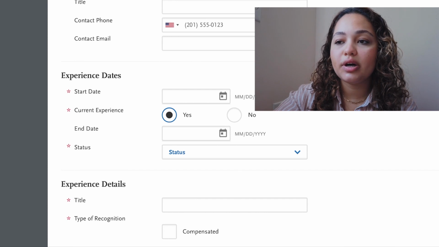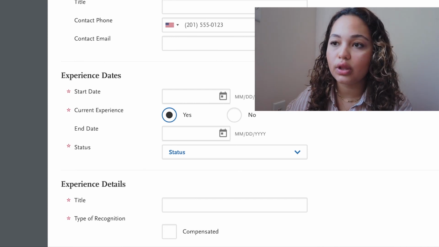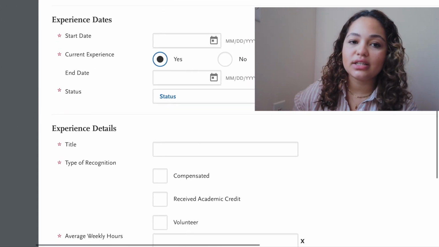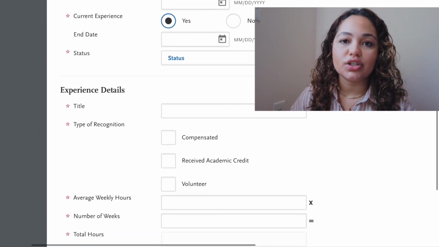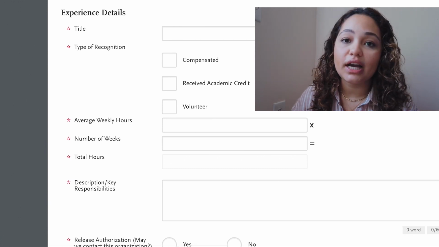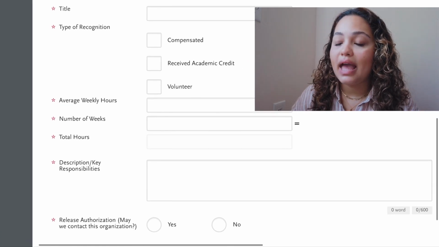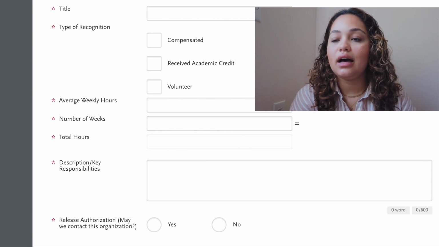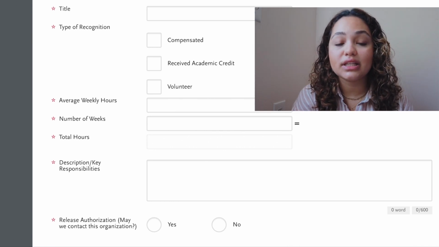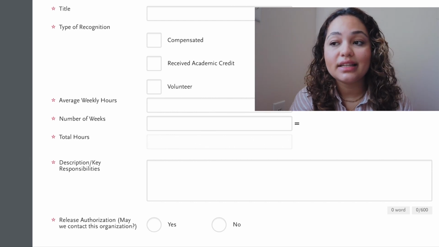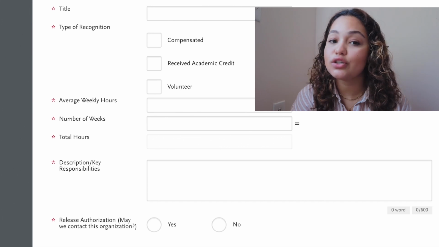So then, experience details. This is where you put in what you did and your role and how you contributed. Title is just, if you're volunteering, just volunteer. If it's just for shadowing, I just put observer. And then for recognition, right? Recognition here is important. Here you can actually select several categories: there's compensated, there's received academic credit, and then there's volunteer.